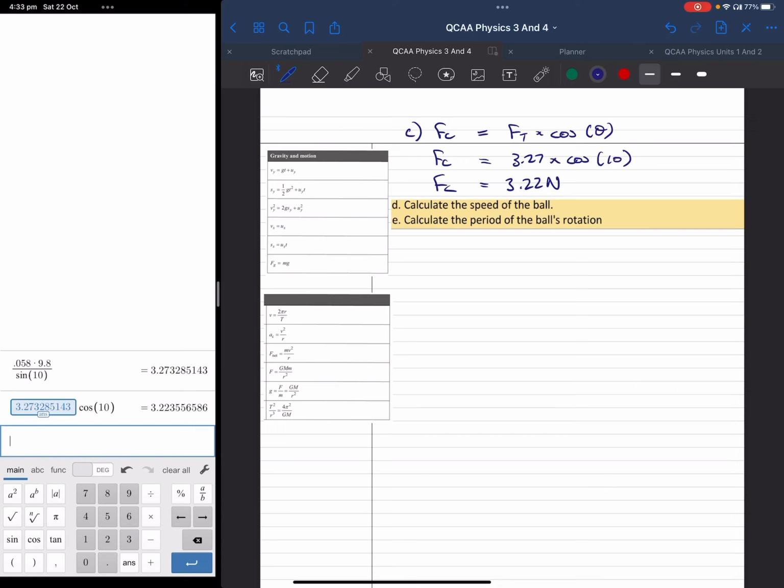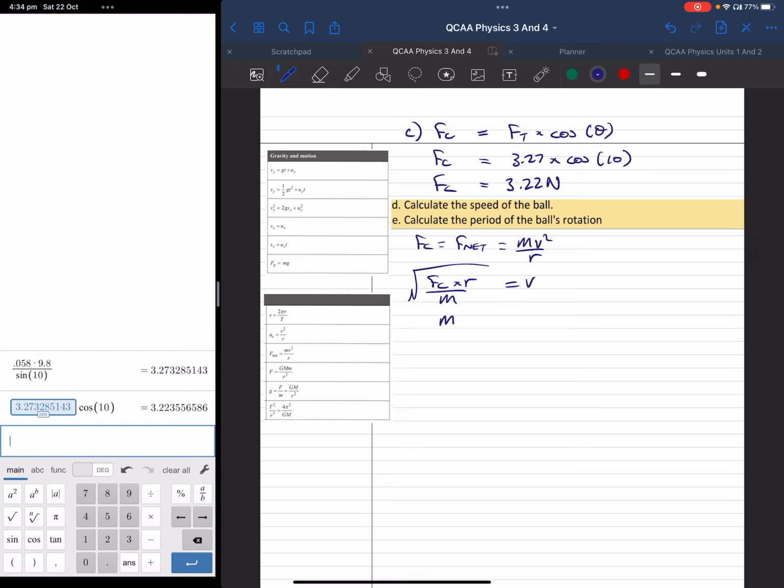Okay, now that we know the centripetal force, we can calculate the speed of the ball. We're going to use this equation here for the net force of an object moving in a circle. So Fc is our net force in this case, and that's equal to mv squared on r. We're trying to find the speed of the ball, so I'm going to rearrange this to make v the subject. So I'll multiply both sides by r, divide both sides by m, and take the square root of both sides.